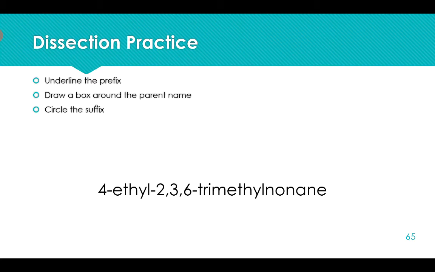All right, I'm going to start at the suffix. It says draw a circle around the suffix. And that is my ane. That's a really bad X. Here is my, you can just underline, draw a box around the parent name. So draw a box around the parent. And then underline the prefix.